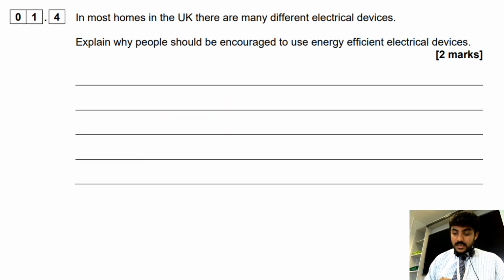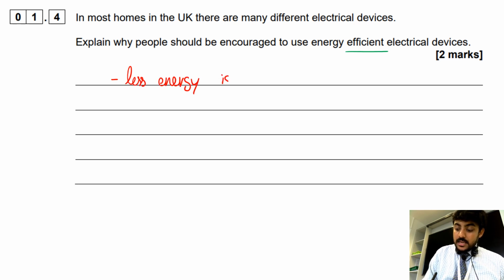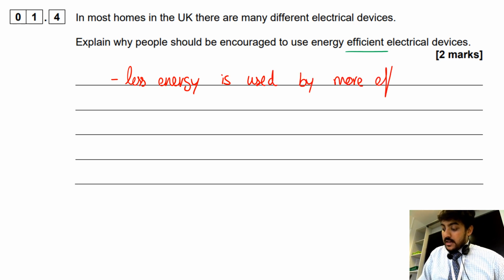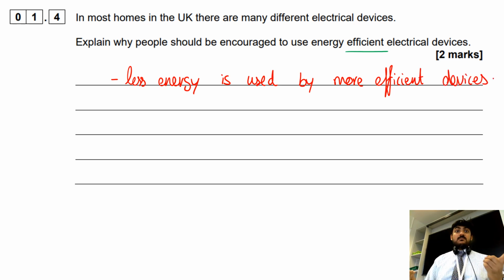Next one. In most homes in the UK, there are many different electrical devices. You will be looking at this video on an electrical device. Your job is to explain why people should be encouraged to use energy efficient electrical devices. So there's only one reason why people should use energy efficient electrical devices, because less energy is used by more efficient devices. So less energy is used.